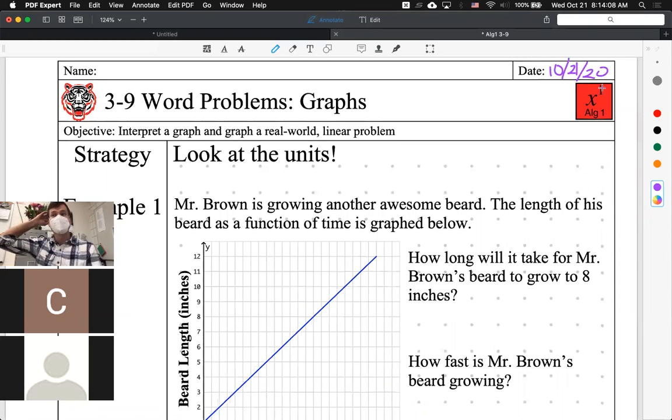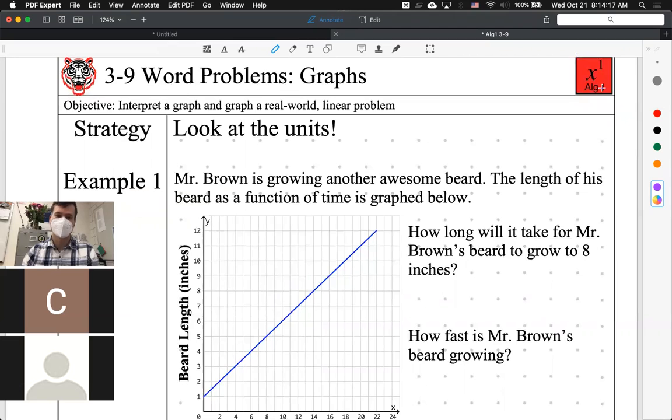So again, if you pay attention to the units, they kind of give the problem away. So let's pay extra attention to our units. Example 1, who can read our prompt and the first question? Diego again.